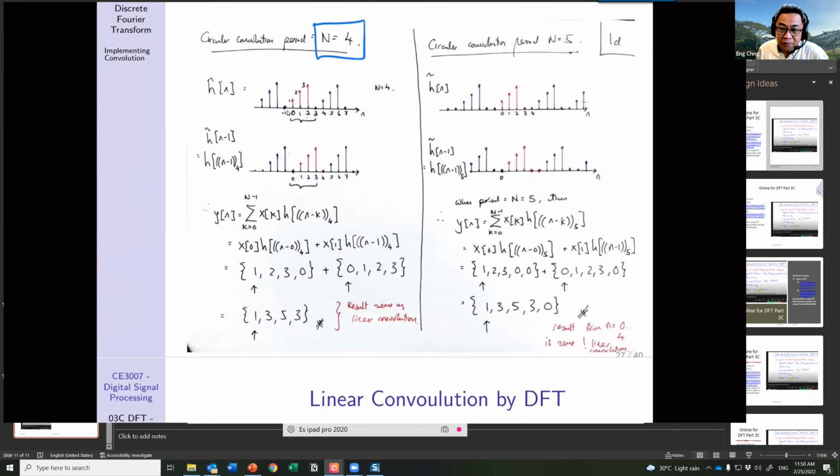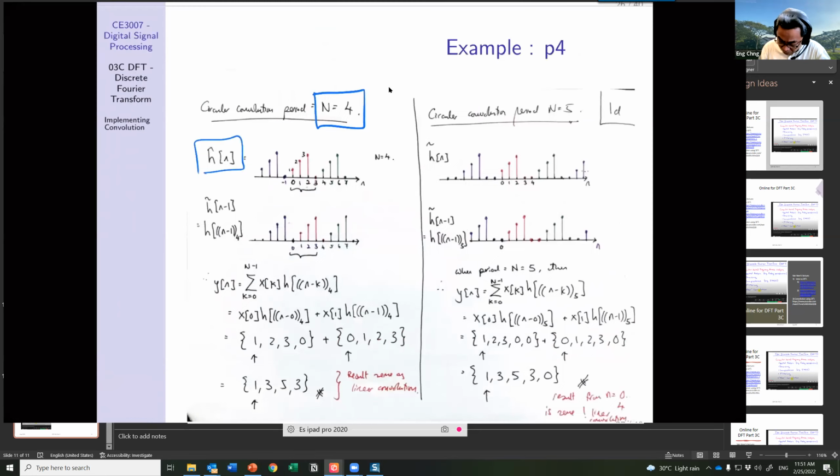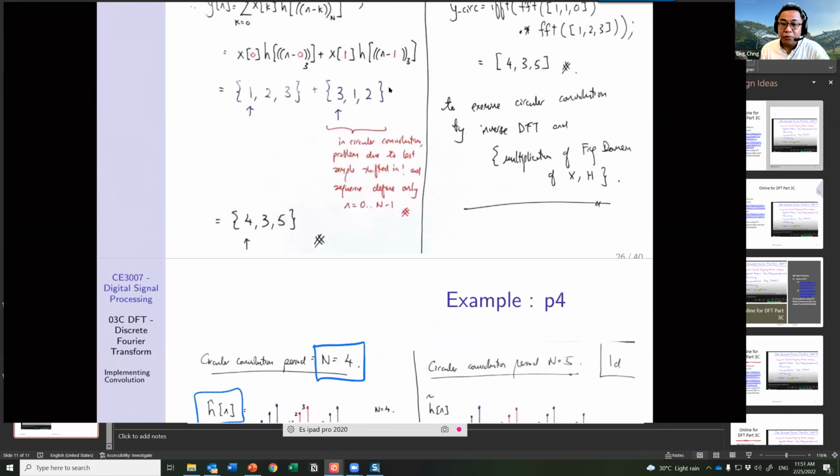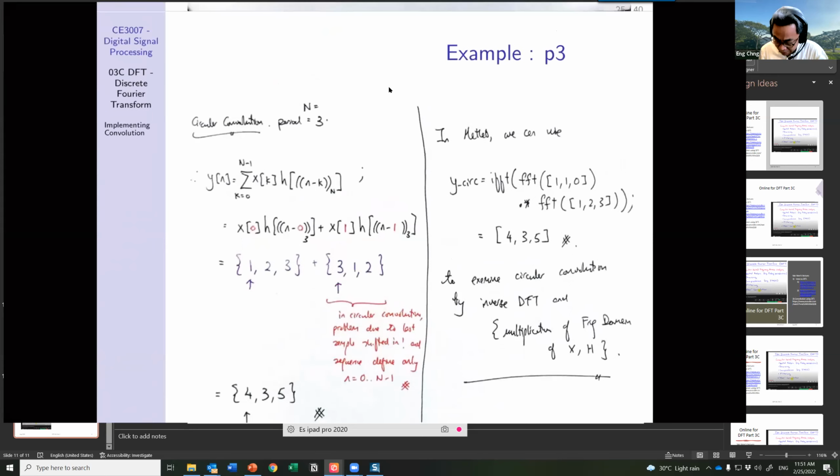Please be convinced by yourself that if I have Hn as 1, 2, 3, followed by all the zeros, then there is actually no difference when I say I'm going to use DFT with endpoint equals 4. When I use endpoint equals 4, it is 1, 2, 3, 0, then repeat 1, 2, 3, 0, and repeat. So Hn is now periodic with 4 samples, as opposed to the previous one, which was a periodic version of only 3 samples. Let's see what happened.